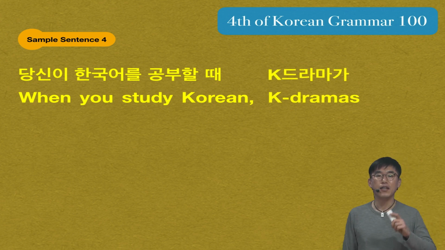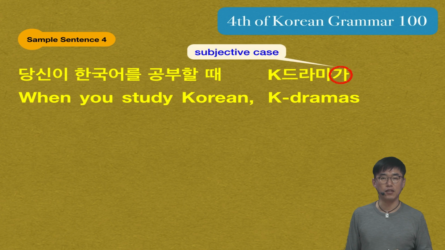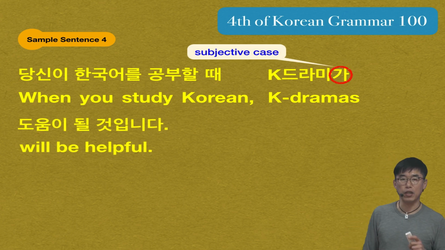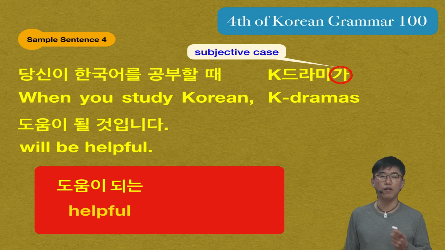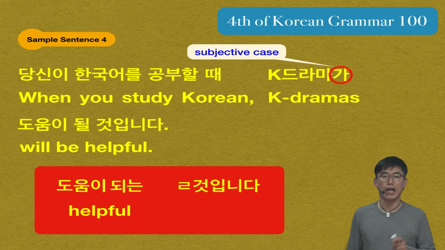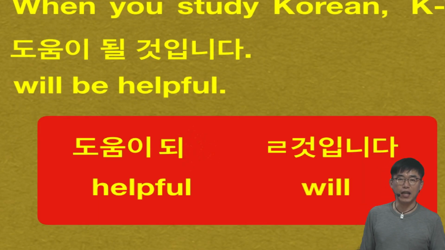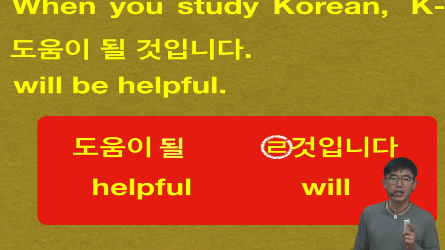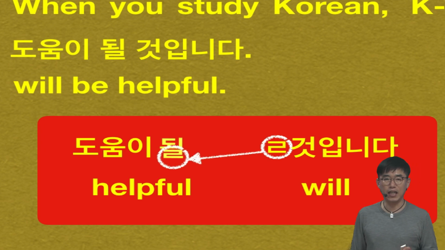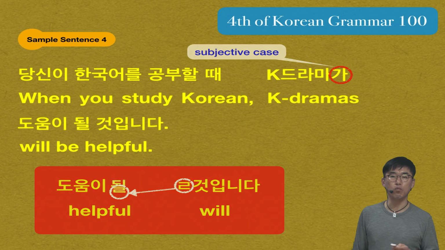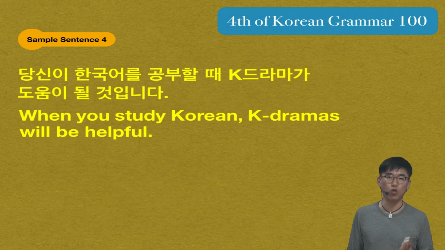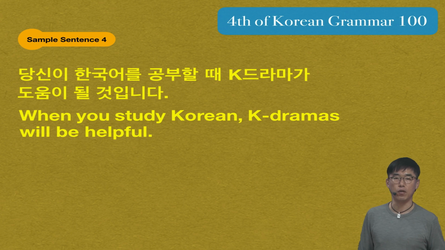도움이 될 것입니다 can be divided into 도움이 되는 and 리을 것입니다. The first is helpful and the other is will. If you remove 는 and place the final sound, the 리을 under 돼, that is will be helpful. So 당신이 한국어를 공부할 때 K-드라마가 도움이 될 것입니다. When you study Korean, K-dramas will be helpful.